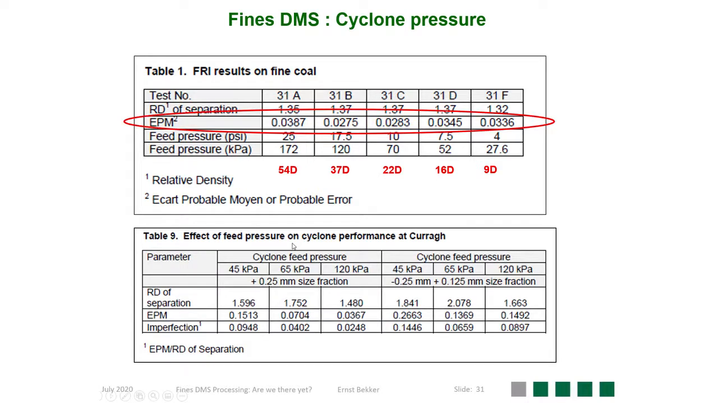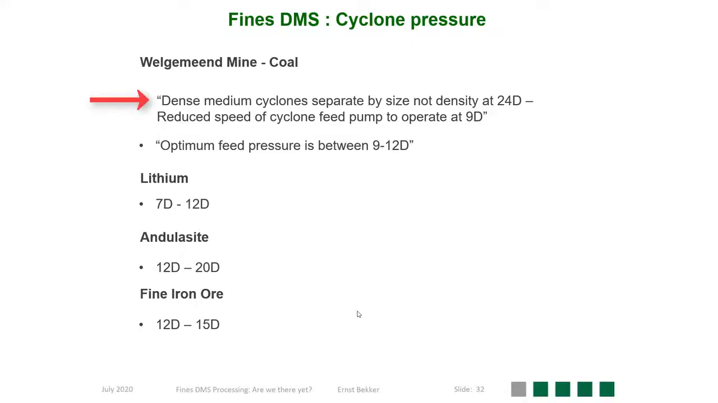Additional test work done at Kestrel Mine in Australia also indicated a similar trend. 9D up to 24D test work was conducted, and the EP values seemed to improve as the operating head increased. On the Welgemeend coal plant, the industrial coal plant that's currently in operation, the feedback from site is, however, 9D, the standard operating head for dense media cyclones in coal, seems to be more beneficial than the 24D that people think is required on fines dense media separation.